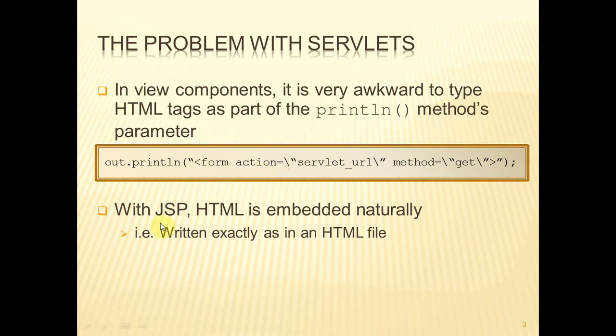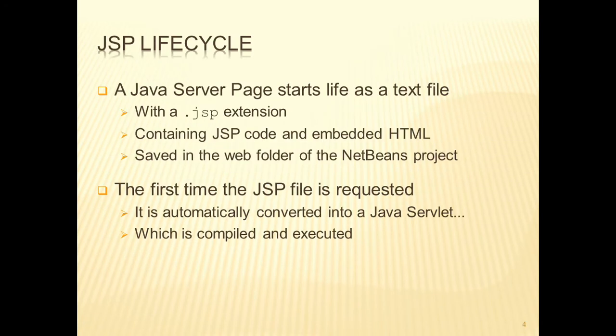One of the very nice things about JavaServer Pages is that HTML can be embedded naturally, exactly as if you were writing it in an HTML file. Now, the JavaServer page lifecycle begins with writing the JSP code as an ordinary text file. The text file has a .jsp extension. It contains a mixture of JSP code and HTML, which is embedded in it. And then we will save that file in the web folder of the NetBeans project.